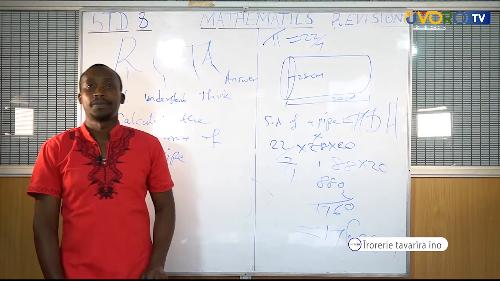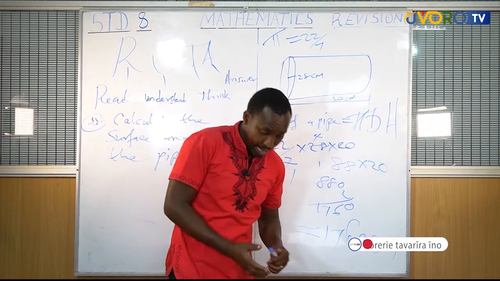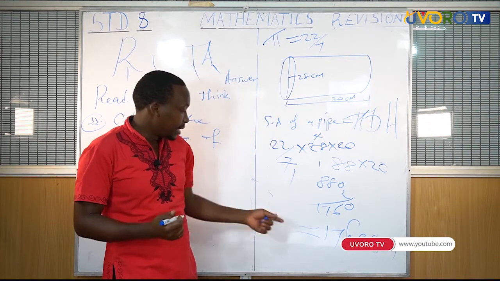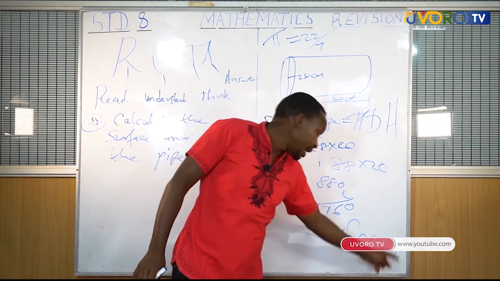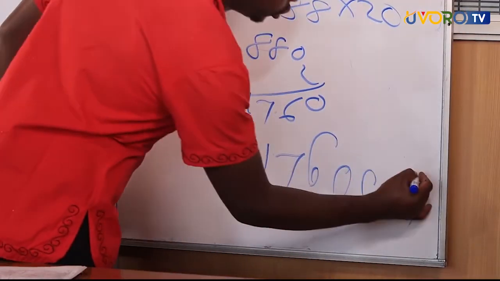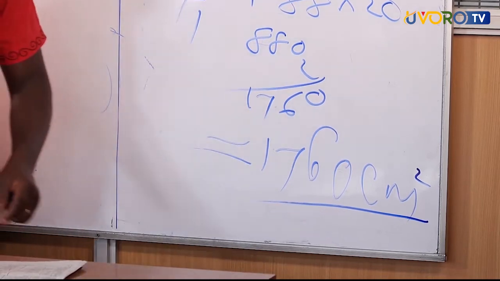Centimeters what? Is it cubed? Is it squared? Is it centimeters only? If you put a 3 here, that one is volume. So what do you put? 2 for centimeters, for the surface area.